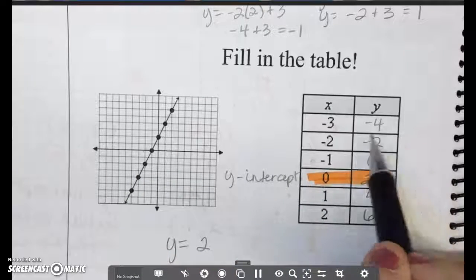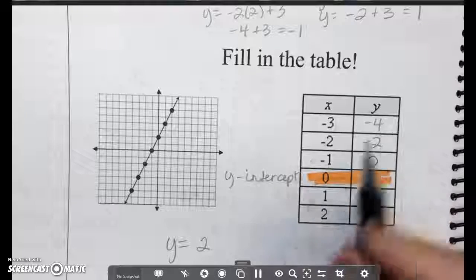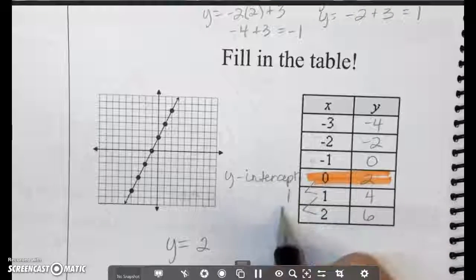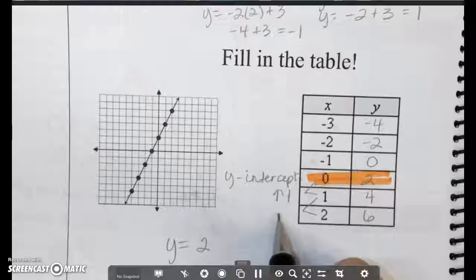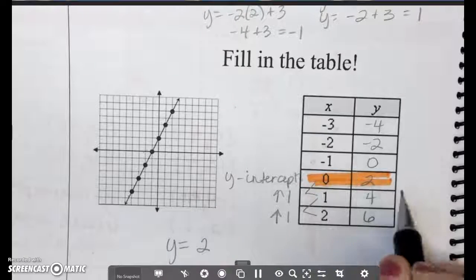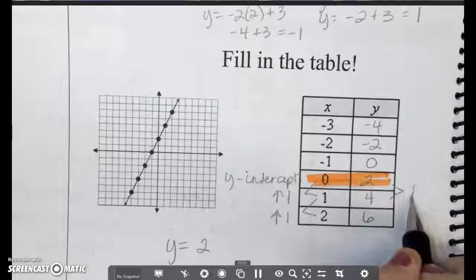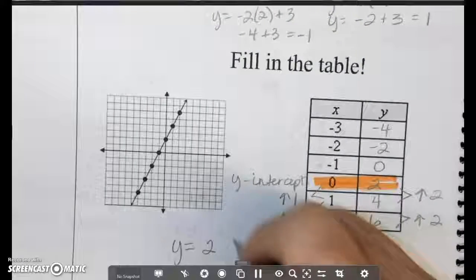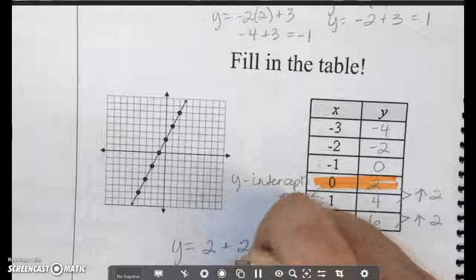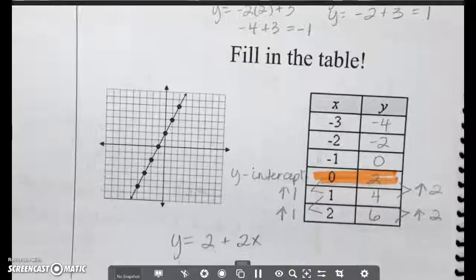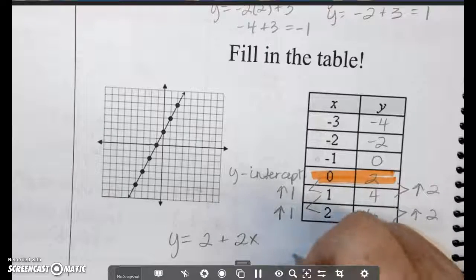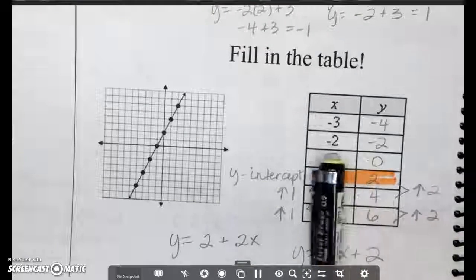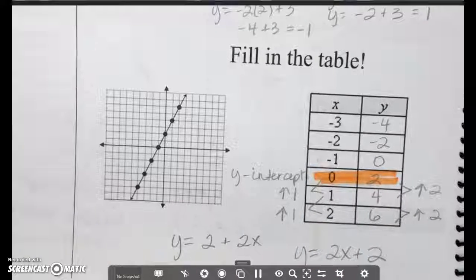And then you just have to look to see every time you move up by 1, and we can just use the positive numbers because we can see it's doing the same thing. It's increasing by 1. Then on the y side, it's increasing by 2. And that will be consistent through the whole thing. So you have 2 plus 2x. If you're going to put that in true slope-intercept form, you would write it as y equals 2x plus 2. Well done. That's the end of Unit 4.